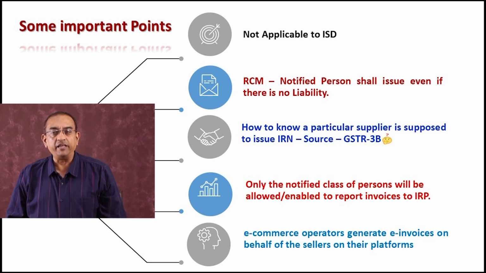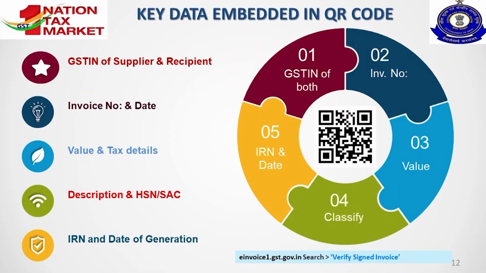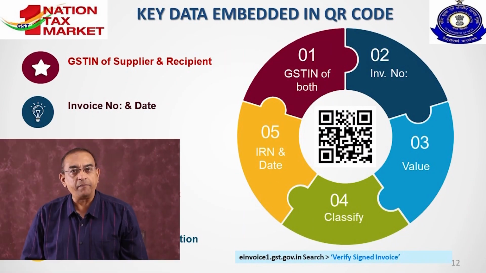E-invoicing is applicable only for notified class of persons, and other persons will not be able to generate e-invoice because in the portal they will not be enabled for generating e-invoice. E-commerce operators can generate e-invoice on behalf of their sellers and suppliers. Once e-invoice is generated and invoice reference number is notified, along with that a QR code will also be generated, which can be embedded in the tax invoice after downloading the information from the GST portal.